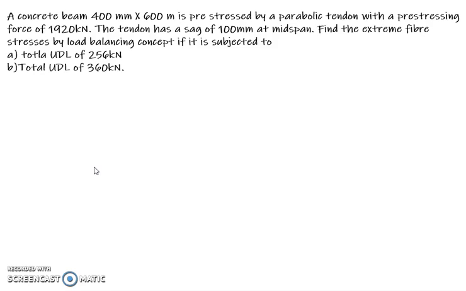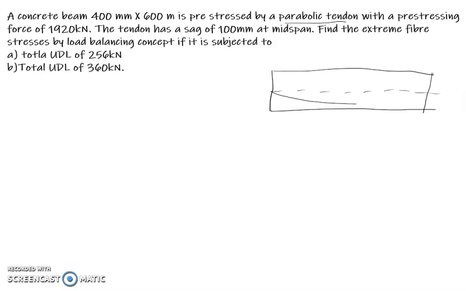So first, the major difference is it is pre-stressed by a parabolic tendon. It is not a straight tendon, but it is parabolic, so it will look something like this. If this is the beam, the tendon itself that will be provided has the shape of a parabola, and it sags in between, at the midspan, by 100 mm. In the stress load balancing concept we have taken this as the value h.